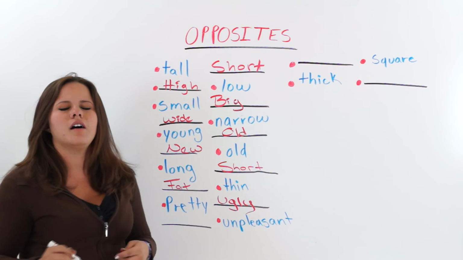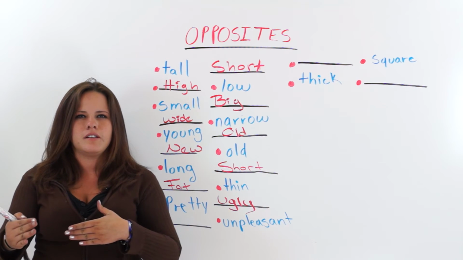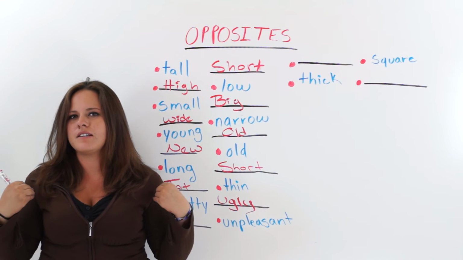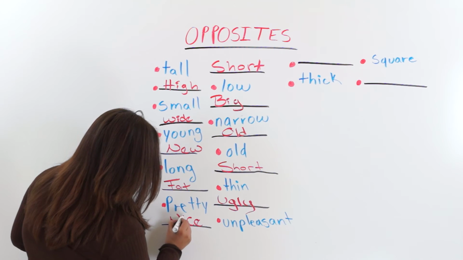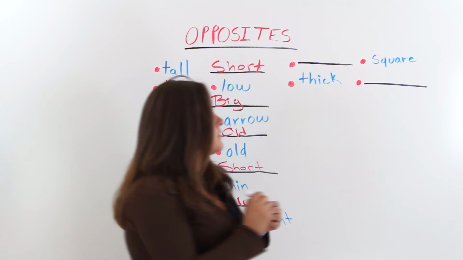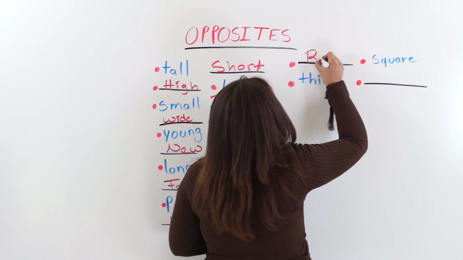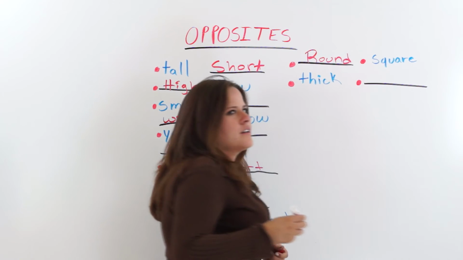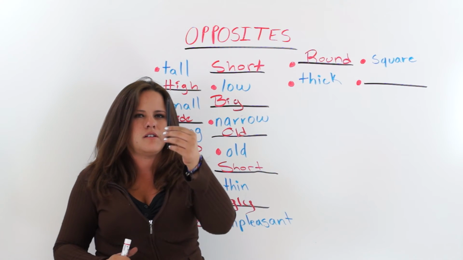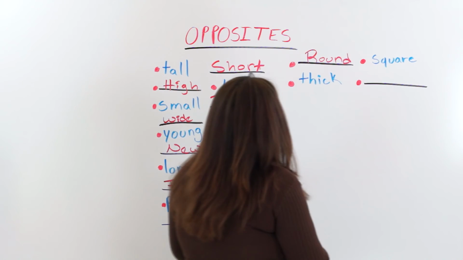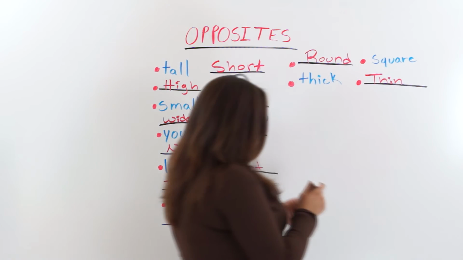What's the opposite of unpleasant? If I'm unpleasant and if I am welcoming, you would say I am a nice person, right? Nice. Okay, what's the opposite of square? That's right, round. And thick for things. If this is a thick marker, this is a thin pen, right? So it would be thin. Thick and thin. Okay?